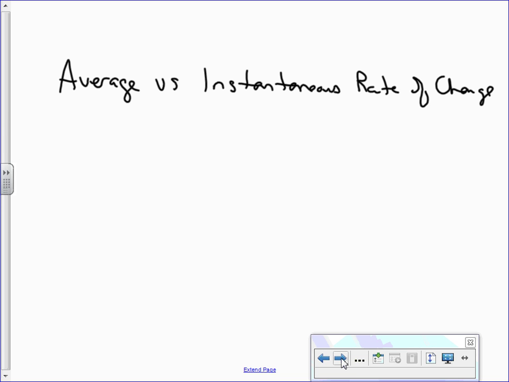I touched on this just a little bit with velocity and acceleration. But I want to give you a graphic understanding of the difference between average versus instantaneous rate of change. Draw yourself a nice arc with a nice curve. Really nice curve like this. But draw something you can put some notes on.